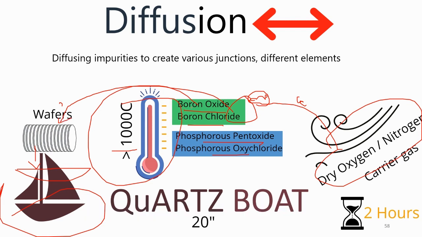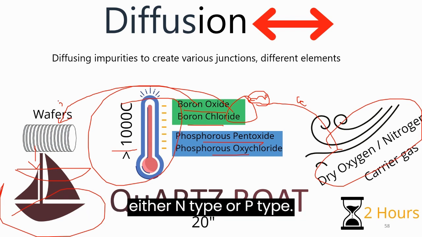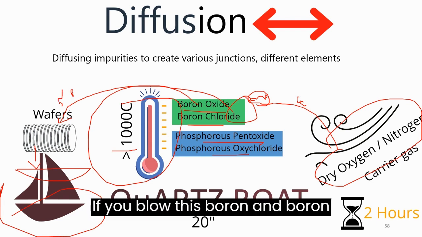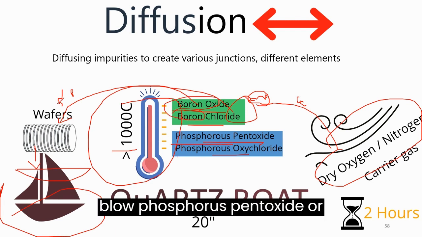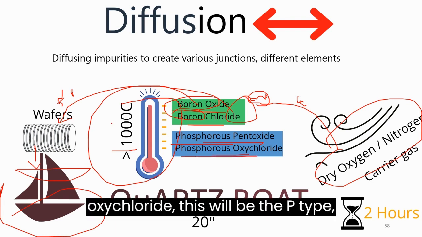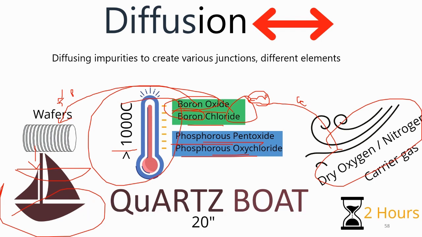So these wafers will absorb these particles, and they will become either N type or P type. If you blow boron and boron pentoxide, it will become N type. If you blow phosphorus pentoxide or phosphorus oxychloride, this will become P type. Right. So that is what diffusion is.